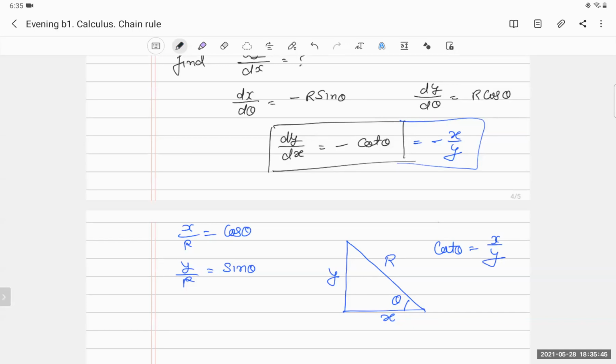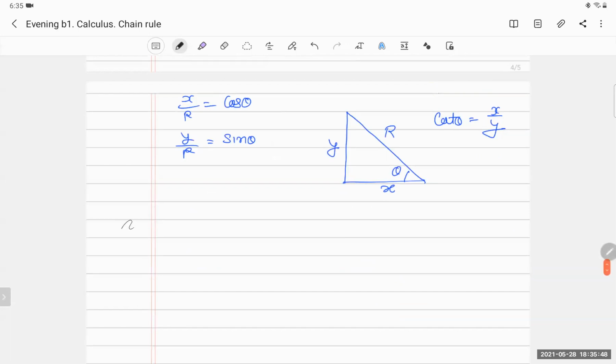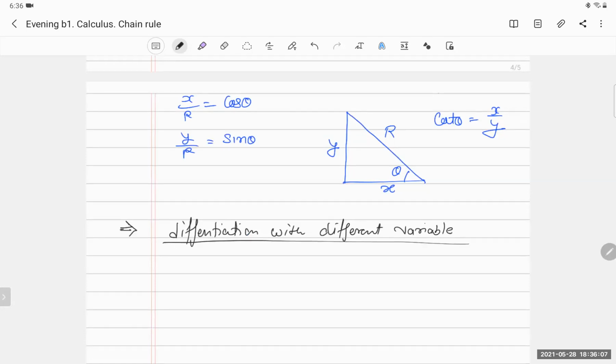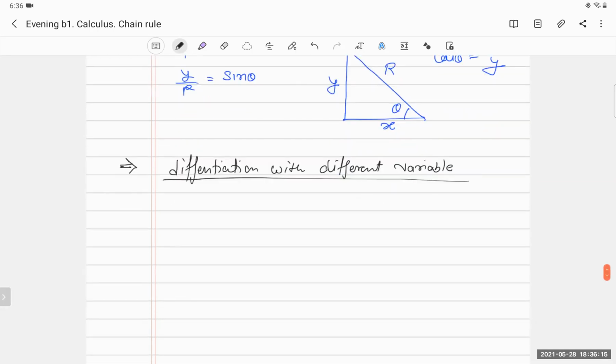Now, one more variety. Differentiation with a different variable. That means that variable is not available in the equation. Okay, so for that we will use the chain rule.